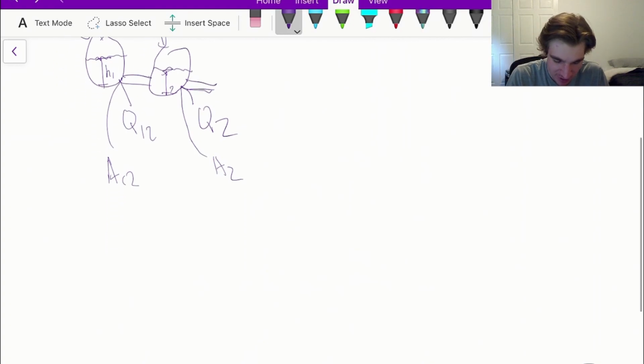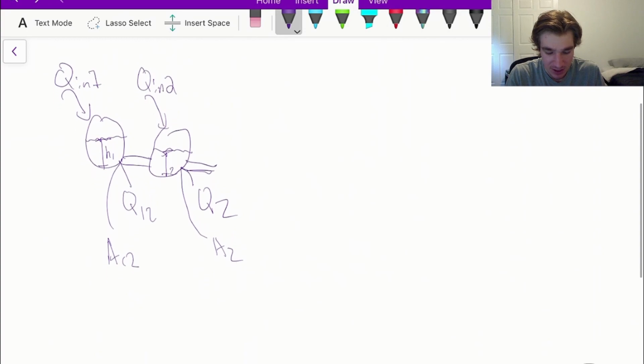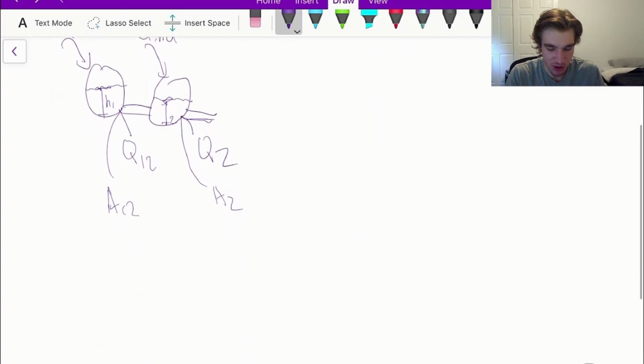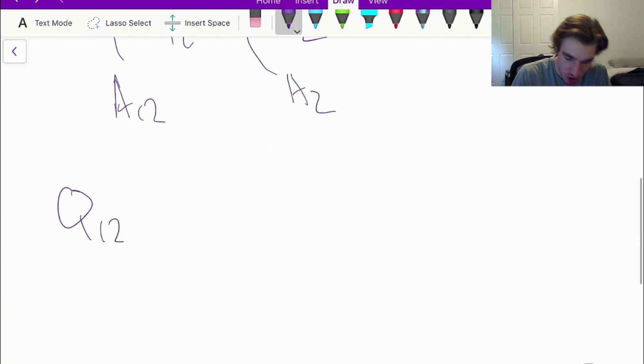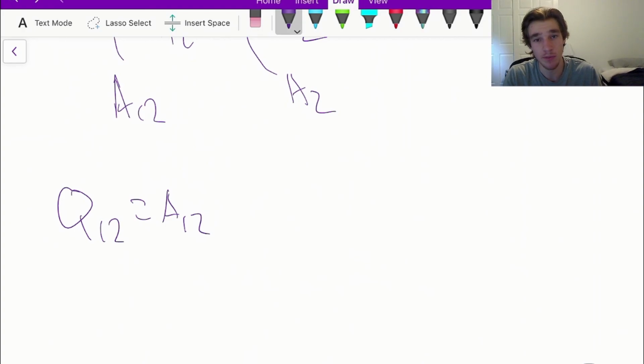So starting off, we have to figure out the flow rates. What are they equal to? Q12 is going to be equal to that area, which will be known, times the velocity. Now we don't know the velocity right off the bat, so we're going to have to find that. How do we find that? Bernoulli's principle.